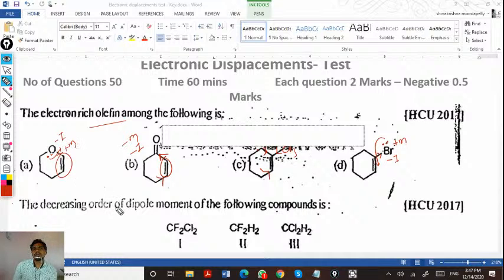Among all these, the compound with the lone pair on oxygen will donate most efficiently. So that will be the most electron rich, and among these, the least electron rich will be B. Most will be A, because it is going to donate the electron density through the mesomeric effect.